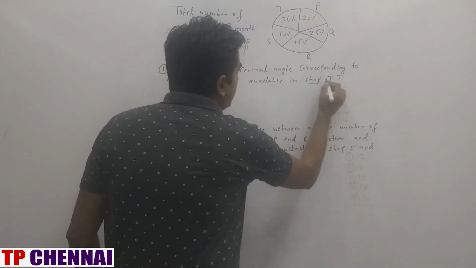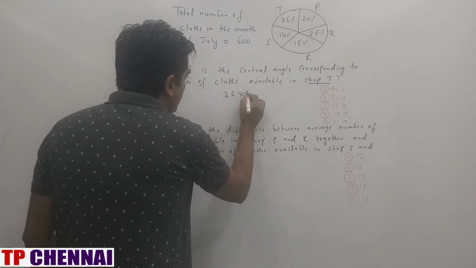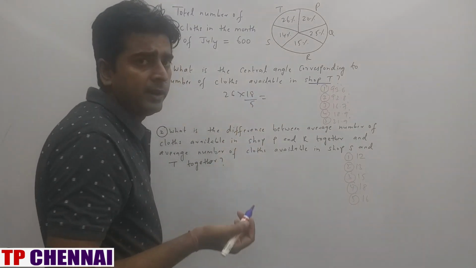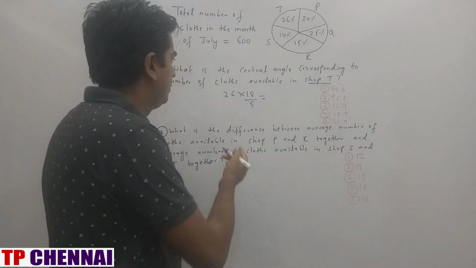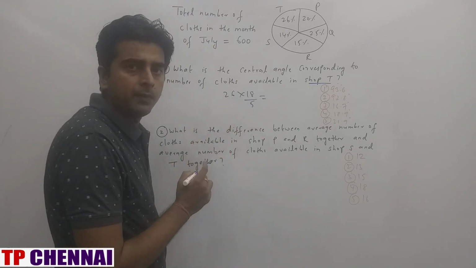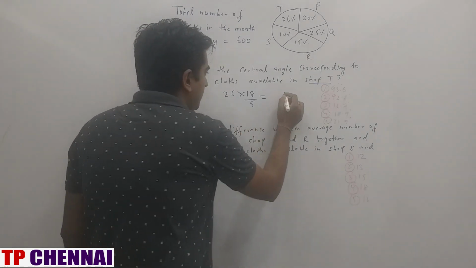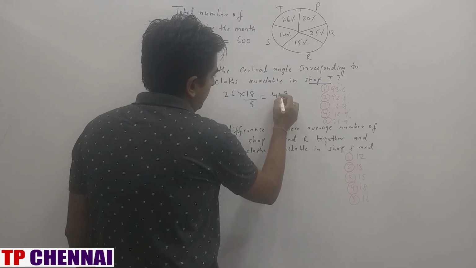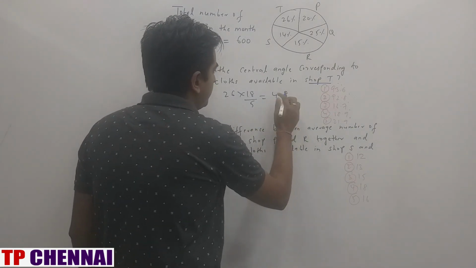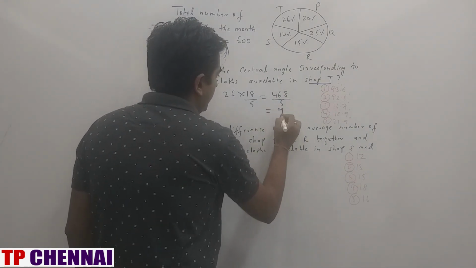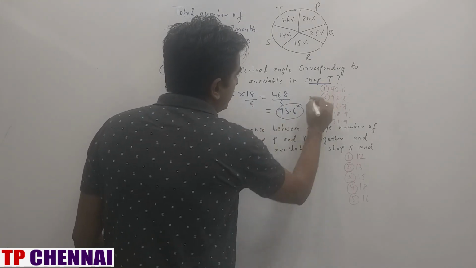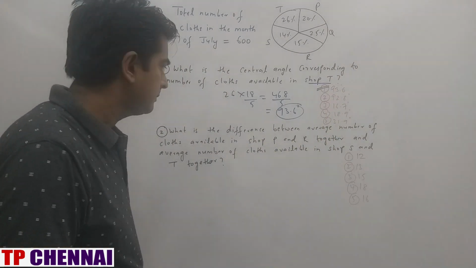So in shop T, what is the value? 26 into 18 by 5. 26 into 18 is multiplication of both even numbers. So double the highest even number, half the lowest even number. 26 double is 52, half of 18 is 9. 52 into 9 is 468. Divided by 5. So 5 9s are 45, 5 3s are 15, 5 6s are 30. 93.6 degree is the answer, which is the first option. Second one.